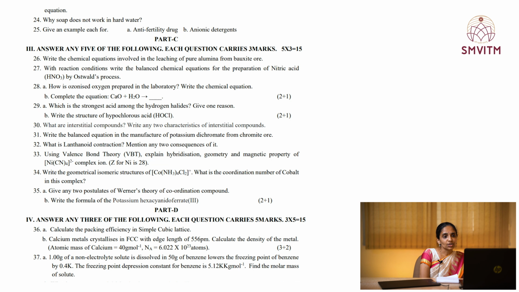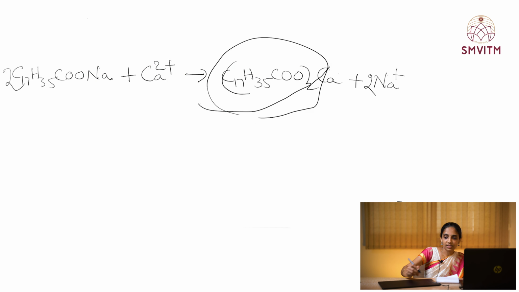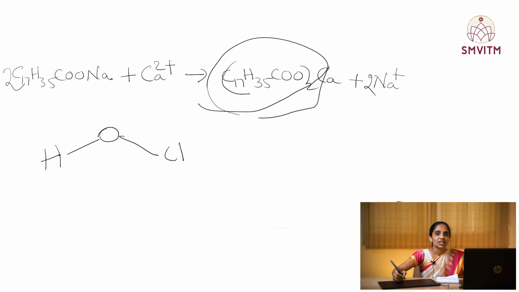Then write the structure of hypochlorous acid. It was told to you while discussing the important topics that oxoacid structures are important. How do you write the structure of HOCl? It is very simple. H is attached to oxygen and also a chlorine is attached to the same oxygen. This is the structure of HOCl.